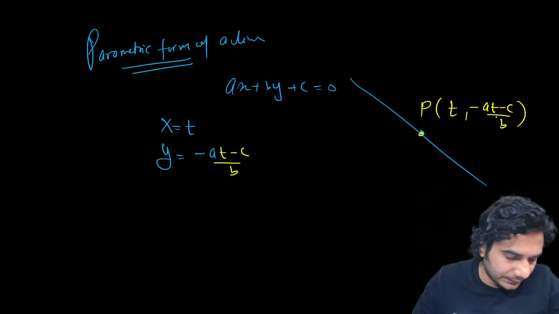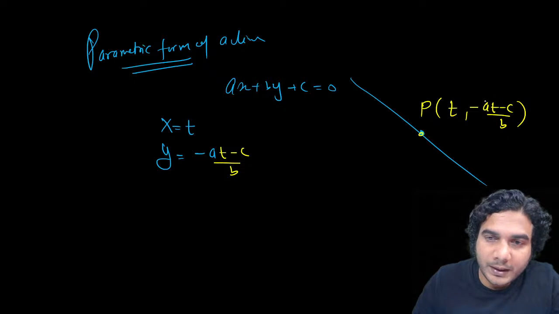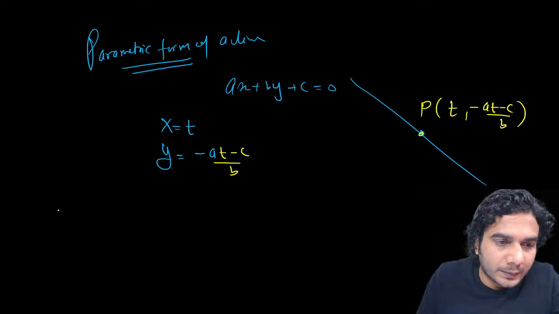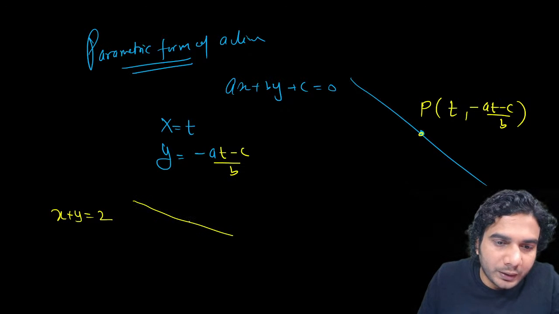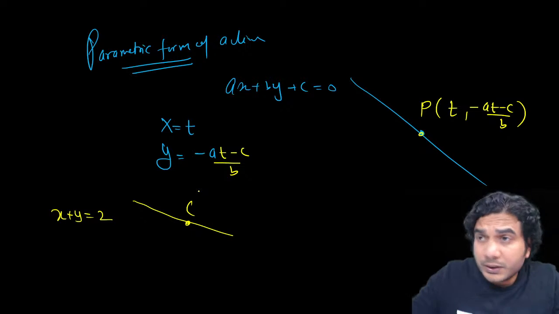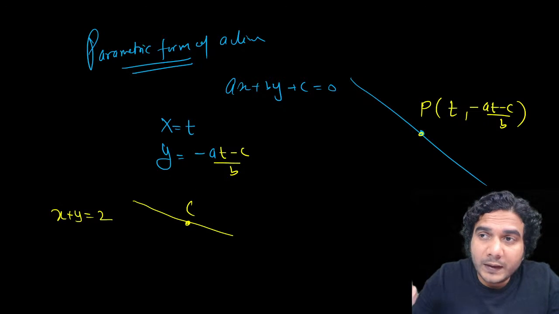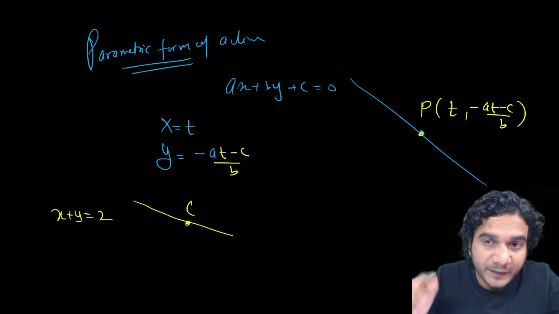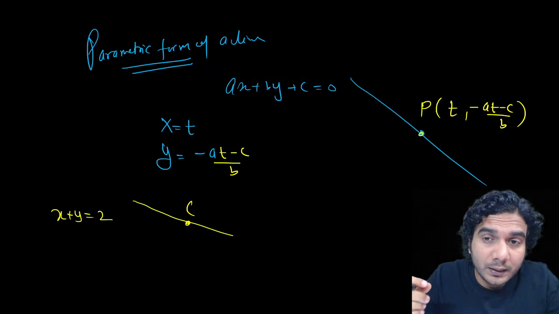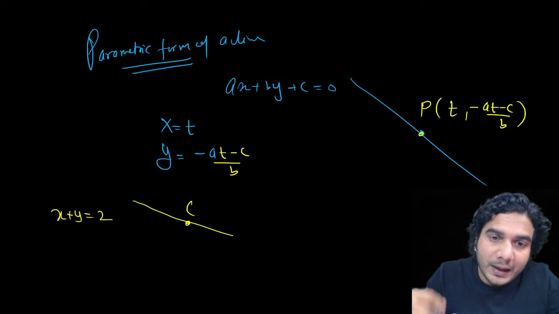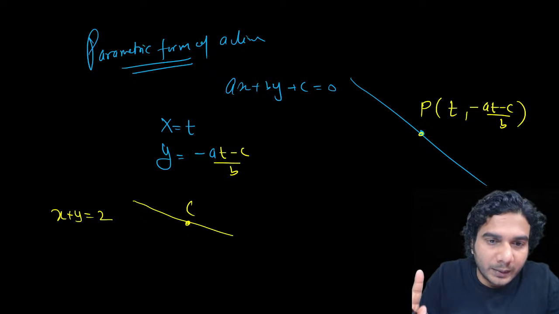All right, so these are the parametric coordinates. Like suppose I have a line x plus y is equal to 2. Okay, and I need to take a point on this line, a random point. So what is a point on this line? You can take x1 y1, but that will involve two variables, right? x1 and y1. So you'll have to make two equations to find x1 and y1. But if you use this equation and write the point in parametric form, then there will be only one variable, t.